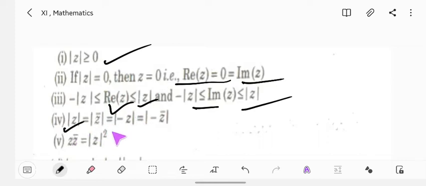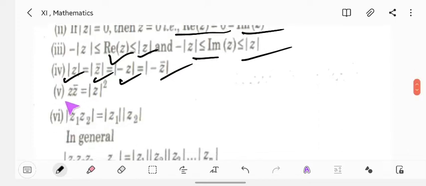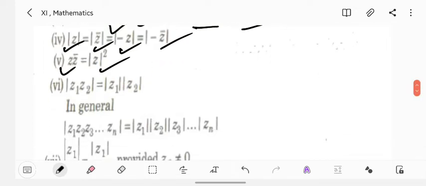Mod of z equals mod of z conjugate equals mod of minus z equals mod of minus z conjugate. Z into z conjugate equals mod of z squared. Alright, z into z conjugate equals mod of z squared. This can also be proved.